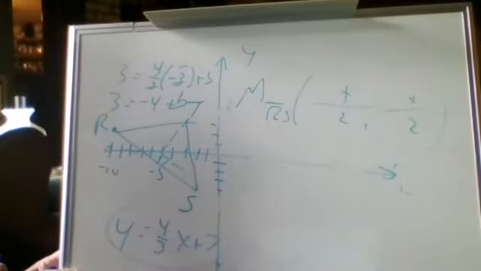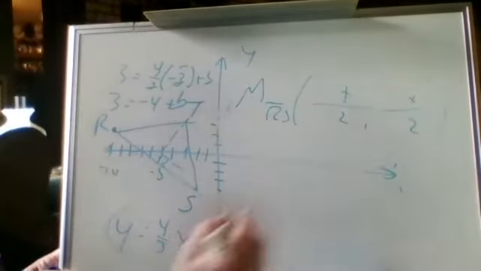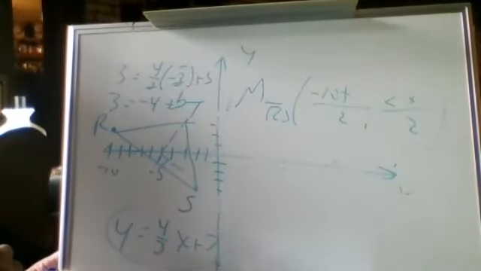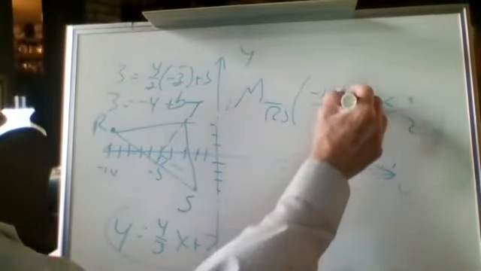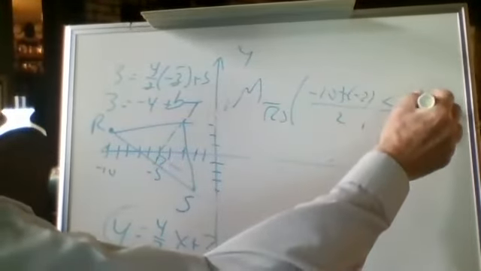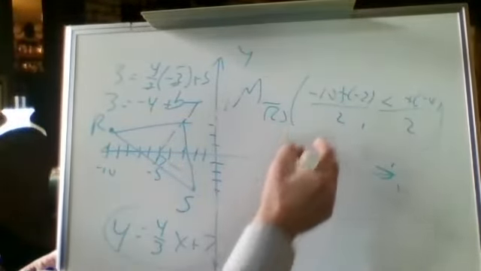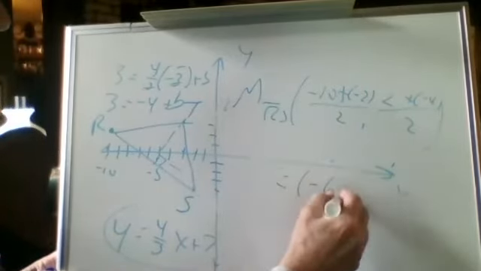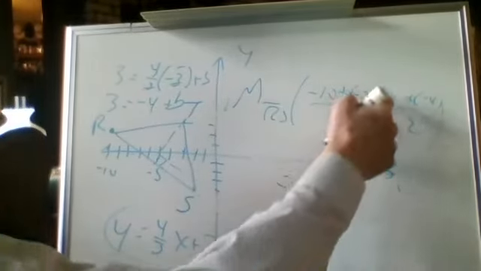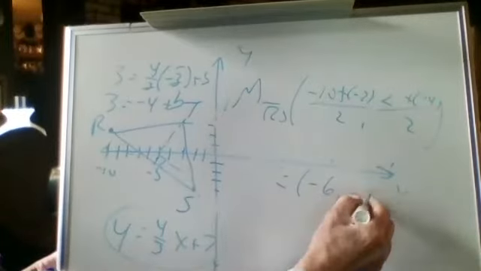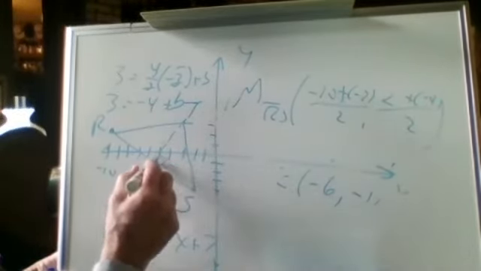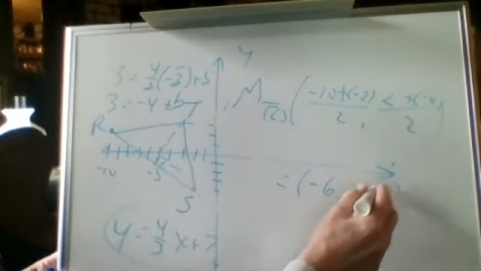All right, so point R was negative 10 and 2, and point S was negative 2 and negative 4. So negative 10 minus 2 is negative 12. Divided by 2 is negative 6. 2 minus 4 is negative 2. Divided by 2 is negative 1. So negative 6 and negative 1 should be the midpoint, all right?